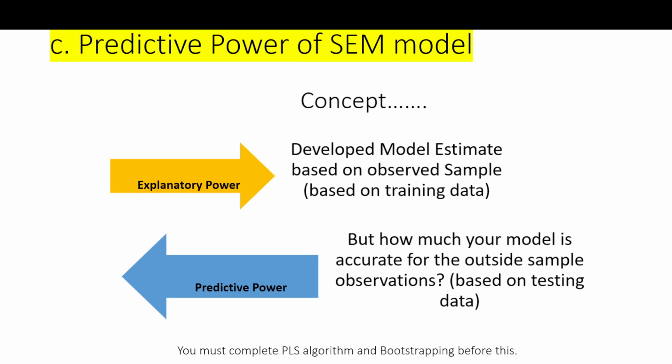In the explanatory power, the developed model is estimated based on the observed sample, and it is based on training data. Whereas the predictive power indicates how accurate your model is for outside sample observations, and it is based on testing data. Before executing the predictive power of SEM model, you must complete the PLS algorithm and bootstrapping.